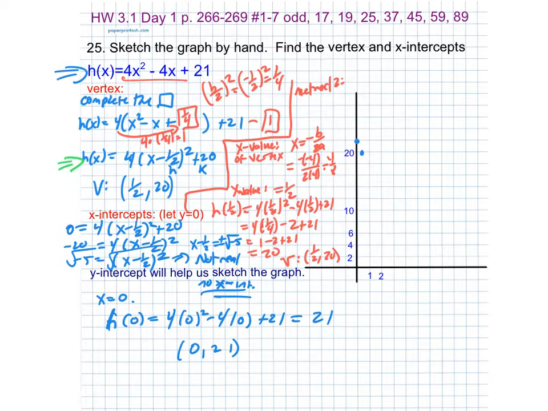The axis of symmetry is the vertical line through the vertex. So that's x equals 1/2. I can get another point by symmetry. I can reflect the y-intercept 0, 21 over the axis of symmetry. It's a half a unit to the left, so I need to go a half a unit to the right of the axis of symmetry, giving me the point 1, 21. Finally, we need to sketch the parabola. So we draw a nice smooth curve through these 3 points. And there we have it.